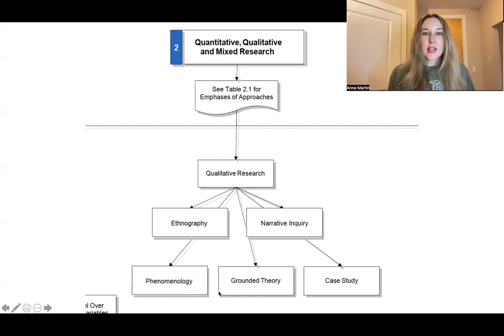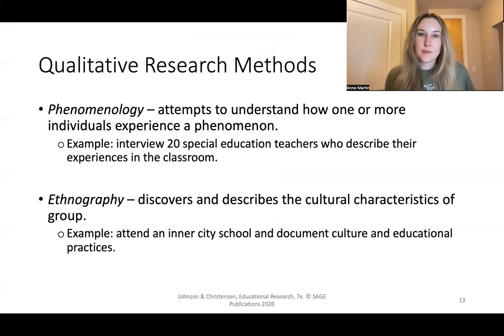Grounded theory is a qualitative approach where the researchers collect the data, they analyze it iteratively, and then out of those data, they come up with their findings and their theory. So grounded theory is intended to develop theory as opposed to starting with theory, which many qualitative and quantitative approaches do. And then case study, focusing in on a particular person or a school or a classroom to get a close look at a specific phenomenon.